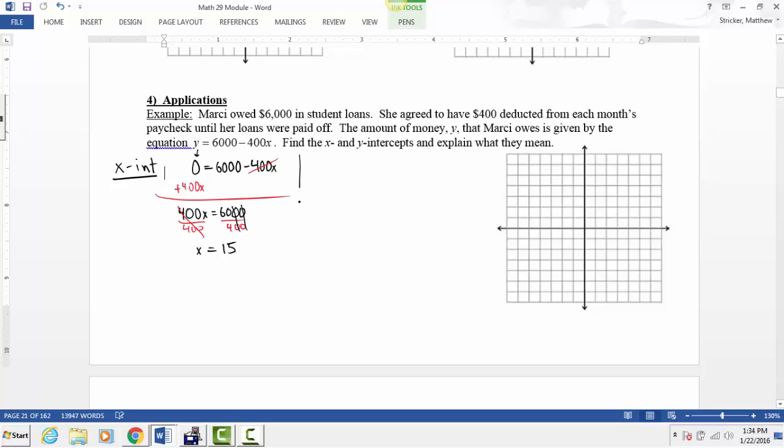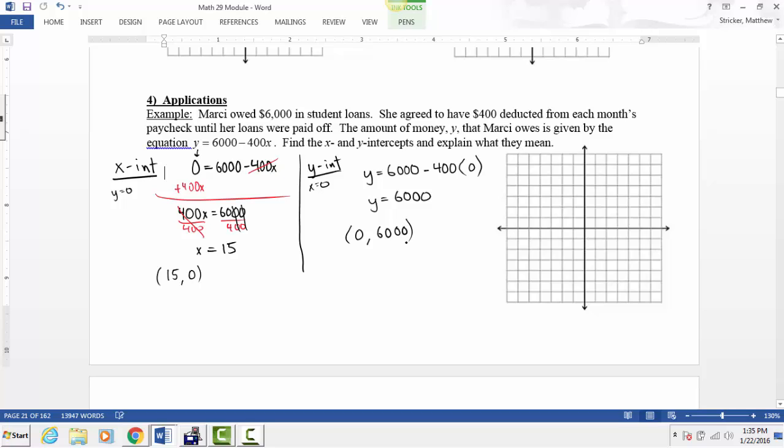Okay? Now let's do the y-intercept. How do we find the y-intercept? Remember, we let x equal 0. So we have y equals 6,000 minus 400 times x. What's x though? 0. Here we let y equal 0. Here we let x equal 0. So this just means y equals 6,000. So our x-intercept is the point (15, 0), and our y-intercept is when x is 0 and y is 6,000.